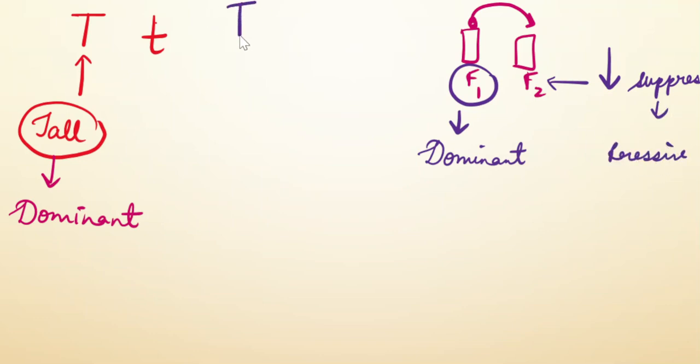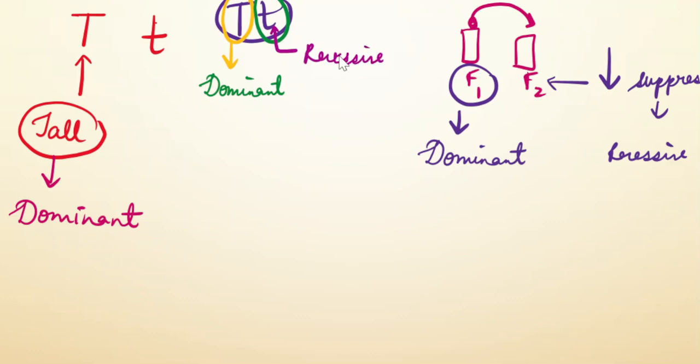Now if there is a capital T, small t condition, what is happening? This capital T is expressing itself when it is present with the small t. Then this small t isn't able to express when it is with capital T. That means the capital T is dominant and the small t is recessive.